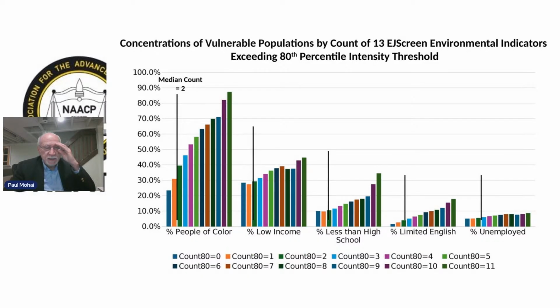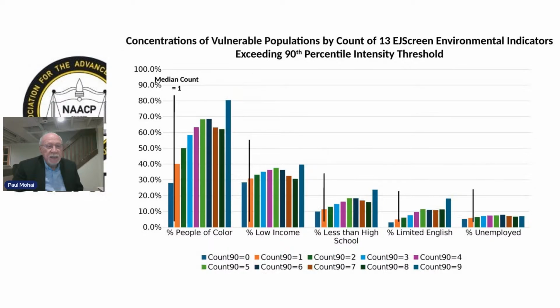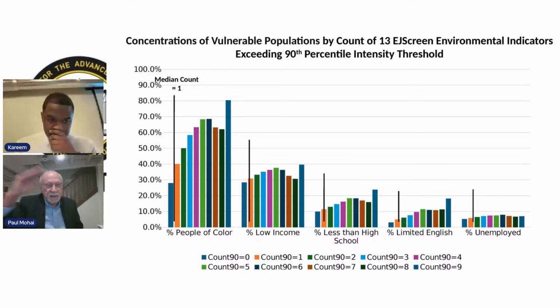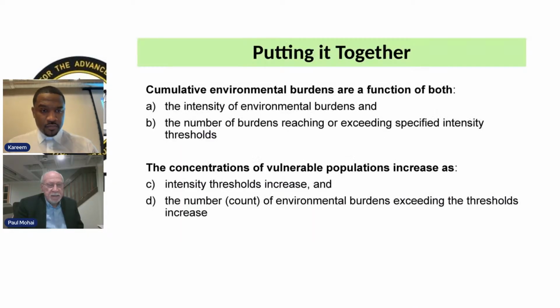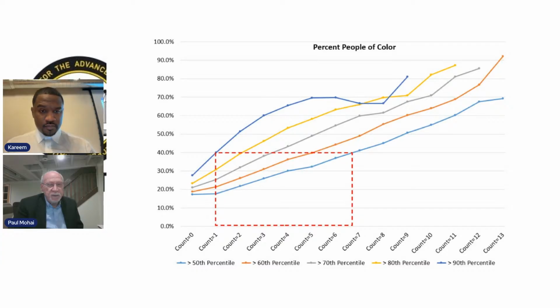Here's the 80th percentile. The highest count here is 11. There aren't tracts that have a higher count when you raise the intensity threshold to the 80th percentile. And here are the results when you raise the intensity threshold to the 90th percentile. And here the maximum number is 9. So let me put this together in another way to show you the pattern.